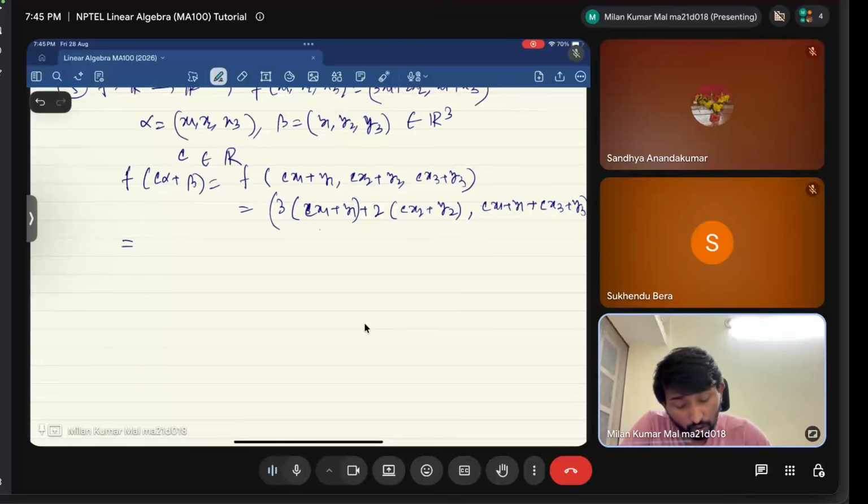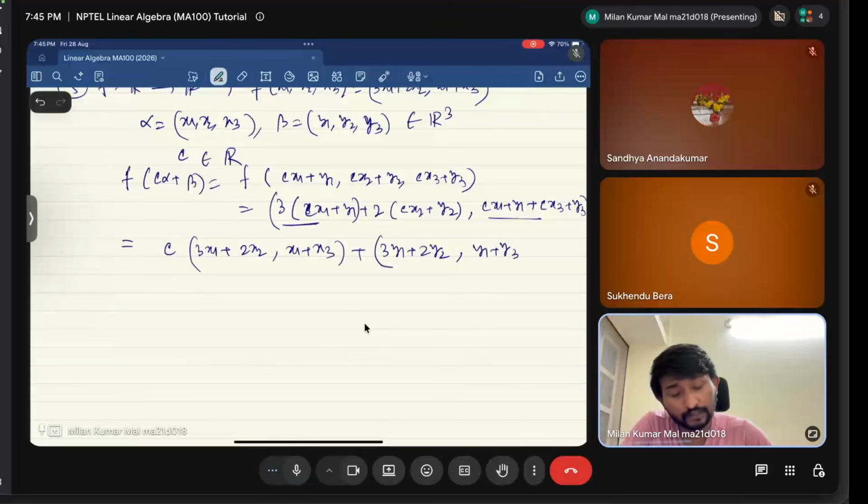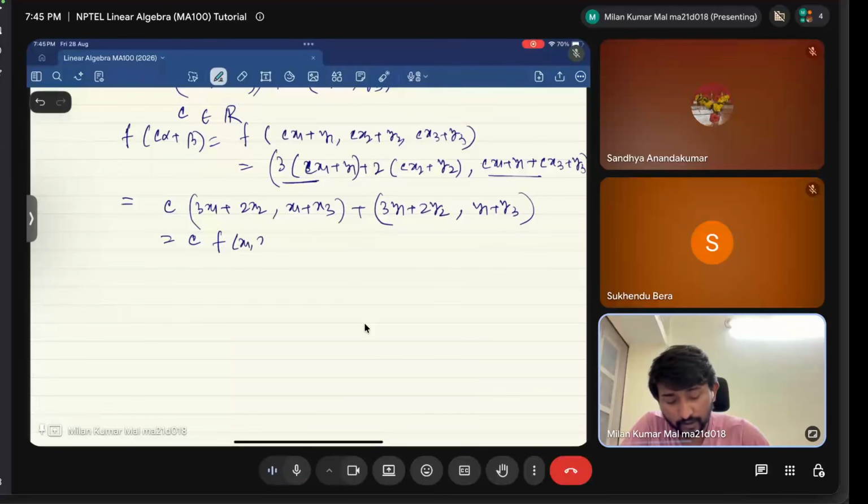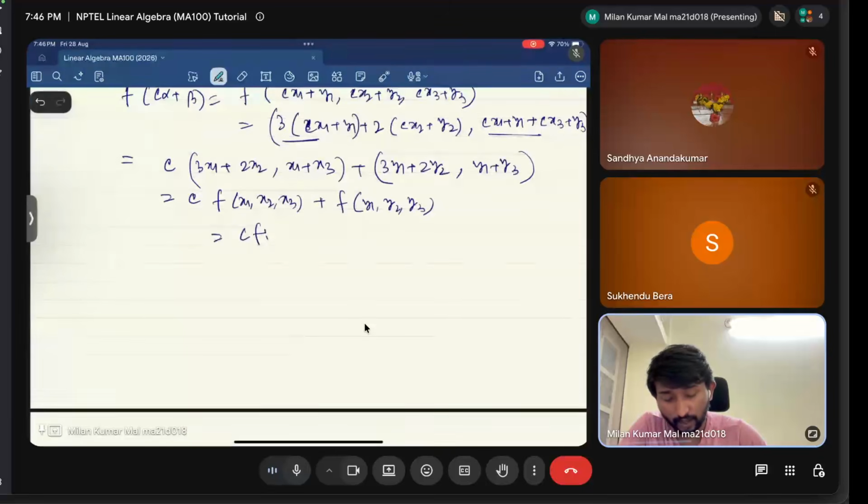So what I can write is, taking all the c entries, c(3x1 + 2x2, x1 + x3) plus (3y1 + 2y2, y1 + y3). You can very carefully check if this is correct. Then this will be c times f of (x1, x2, x3) plus f of (y1, y2, y3). So that says this is nothing but c times f of alpha plus f of beta. This says f is linear.